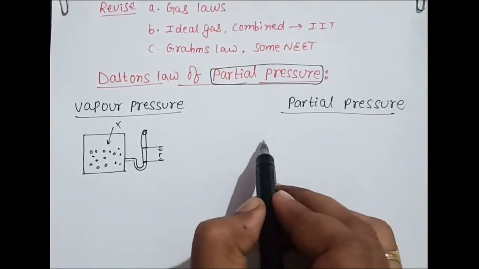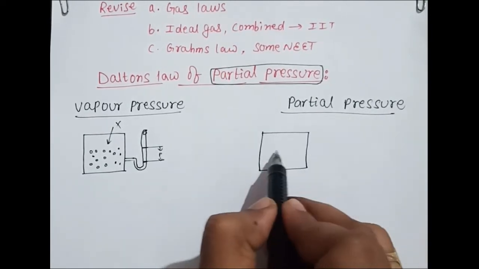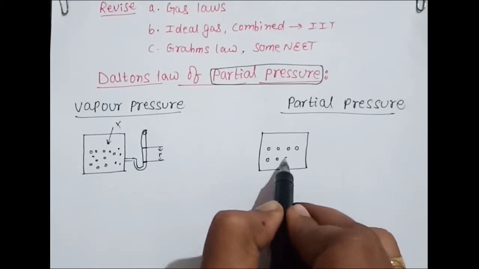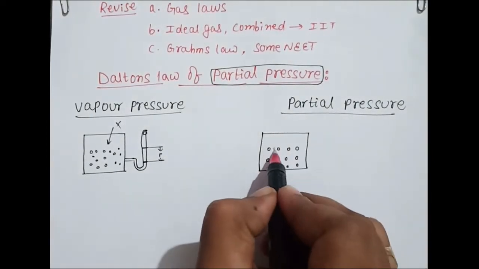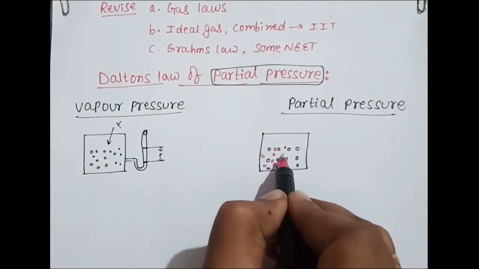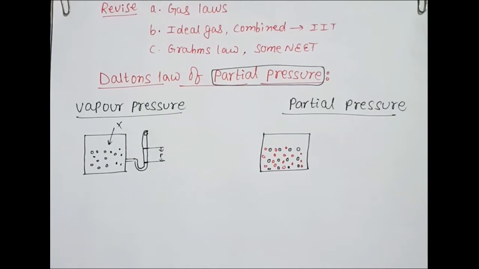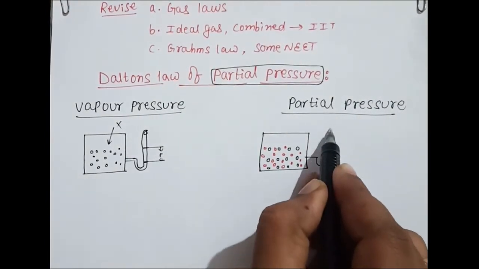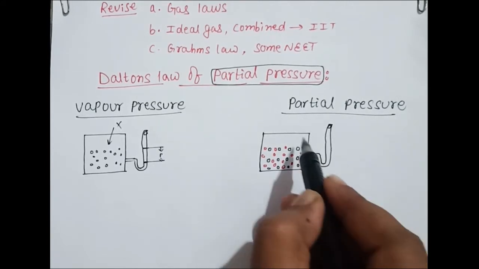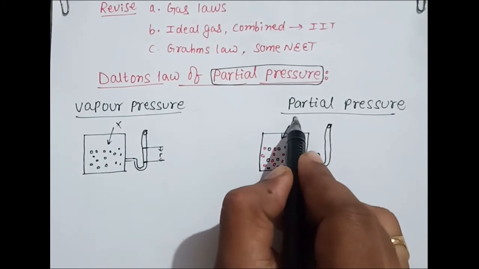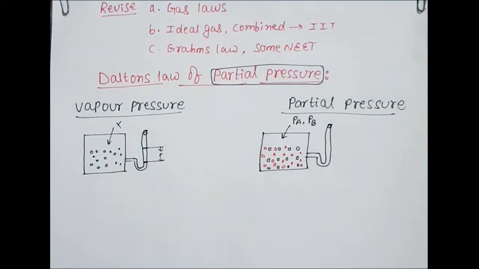Now partial pressure. What is the meaning of partial pressure? In one container, there are some A gas molecules as well as some B gas molecules. Now here the pressure will be developed in the container. In this barometer some pressure will be generated. Here pressure will be generated due to A molecules as well as B molecules. That is called partial pressure of A and partial pressure of B.